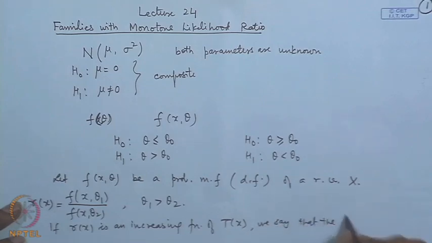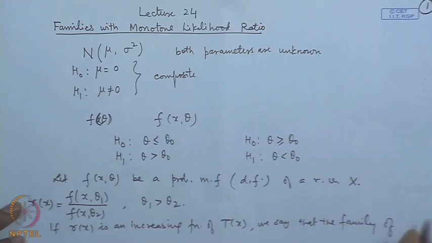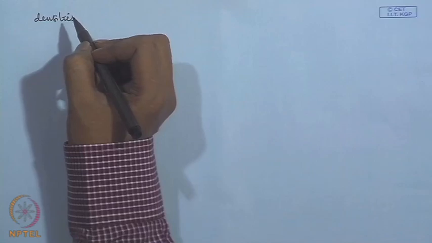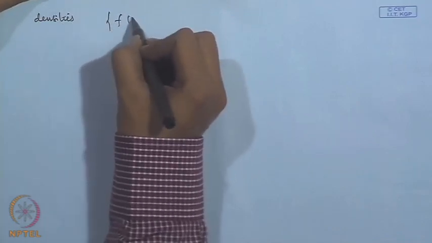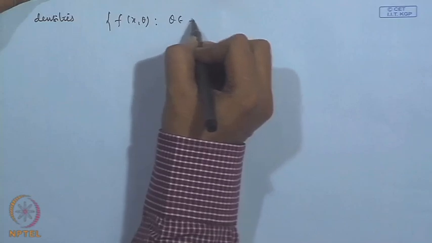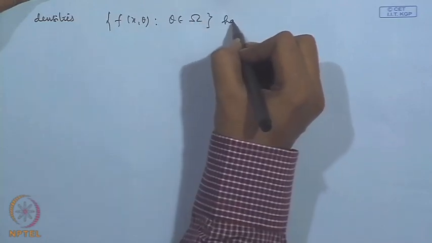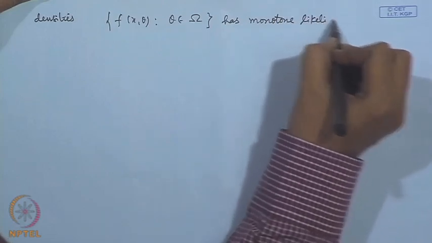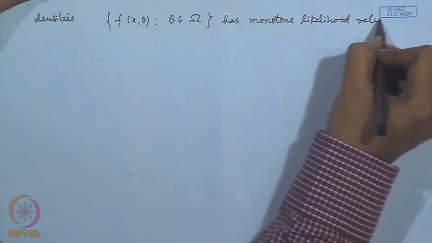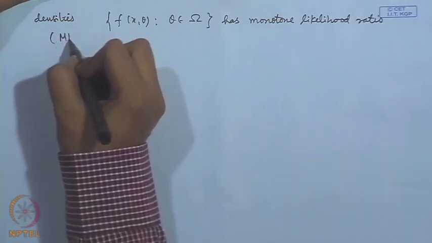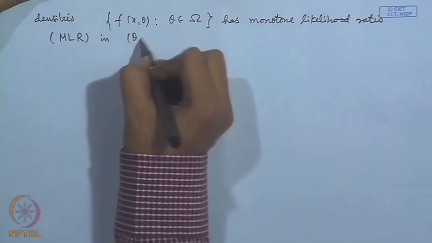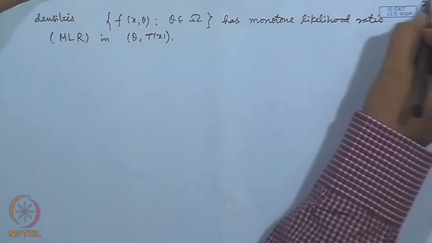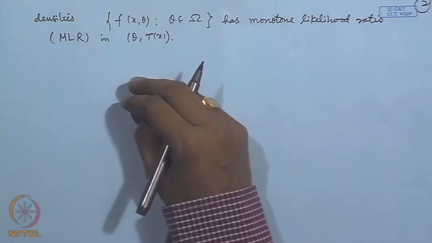the family of densities, the word densities means it includes the probability mass functions, that is f x theta, theta belonging to the parameter space, has monotone likelihood ratio, that we call MLR in theta t x. Let me give an example here.